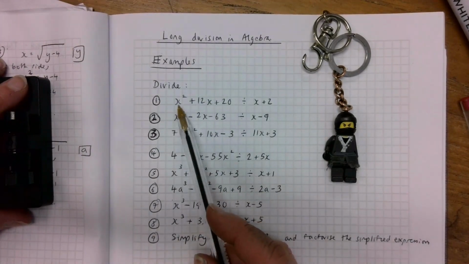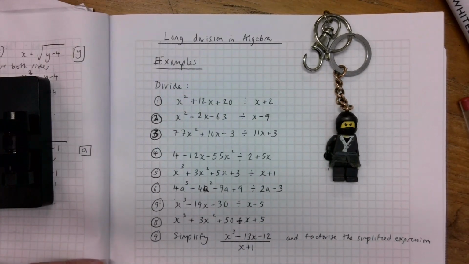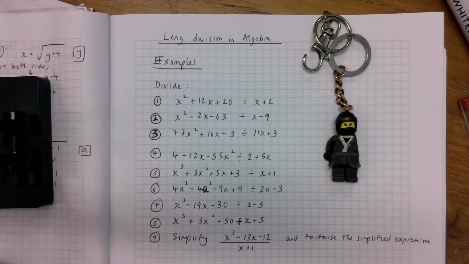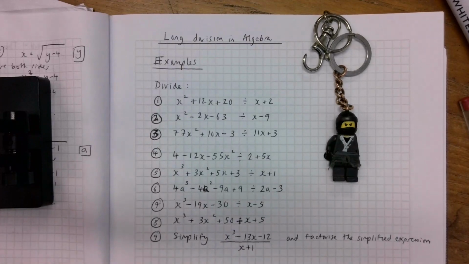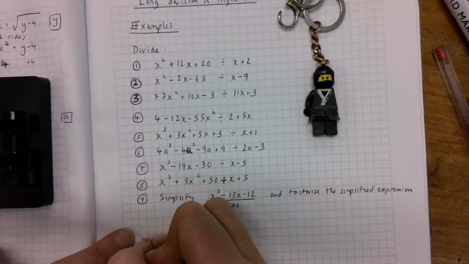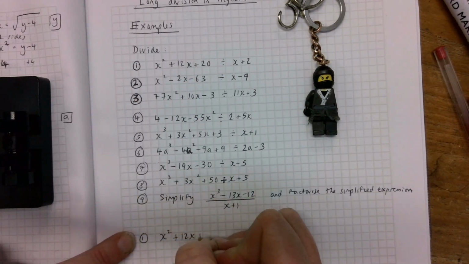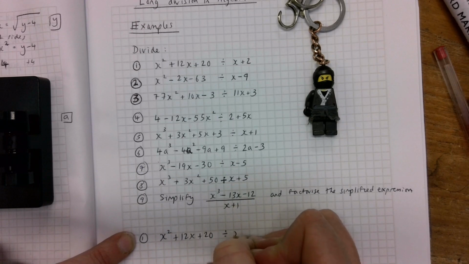Here we're dividing x squared plus 12x plus 20. So what I suggest you do is maybe watch the first one and then pause the video and try and do the rest of them yourself, and come back to the video as you get stuck along the way. Okay, so here we go. Here's question 1. Divide x squared plus 12x plus 20 by x plus 2.